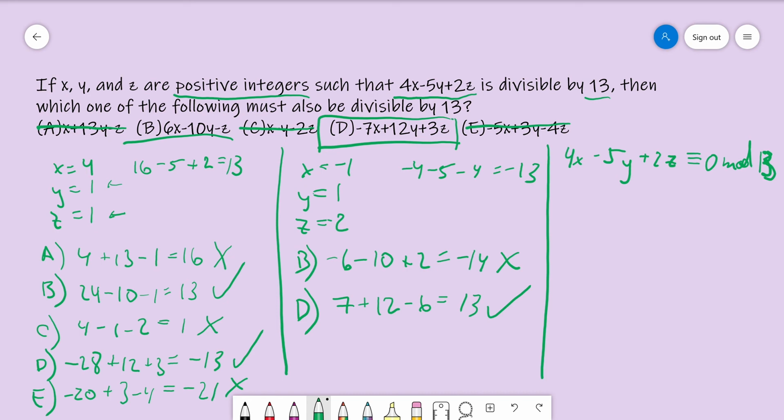So, for example, if you add the expression negative 39x is congruent to 0. Remember, 39 is a multiple of 13, so 39 times any integer is still a multiple of 13, so it's congruent to 0. Then you get negative 35x minus 5y plus 2z is congruent to 0, because you can just add congruence relations like that, mod 13. And then if you add 65y, remember 65 is 13 times 5, so that's also congruent to 0.